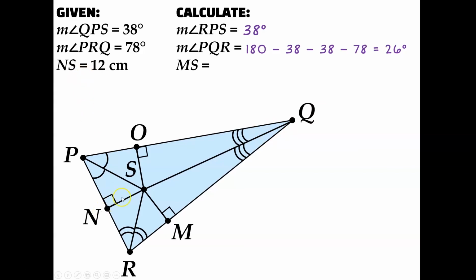The last thing we were told is that NS is 12. NS is the distance from the incenter to one of the sides of the triangle. And we know that the incenter is equidistant from the sides of the triangle, therefore MS must be 12 centimeters.